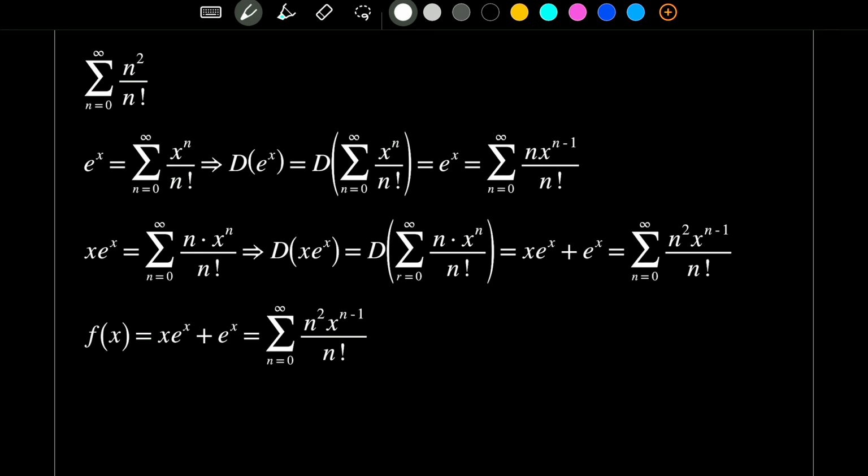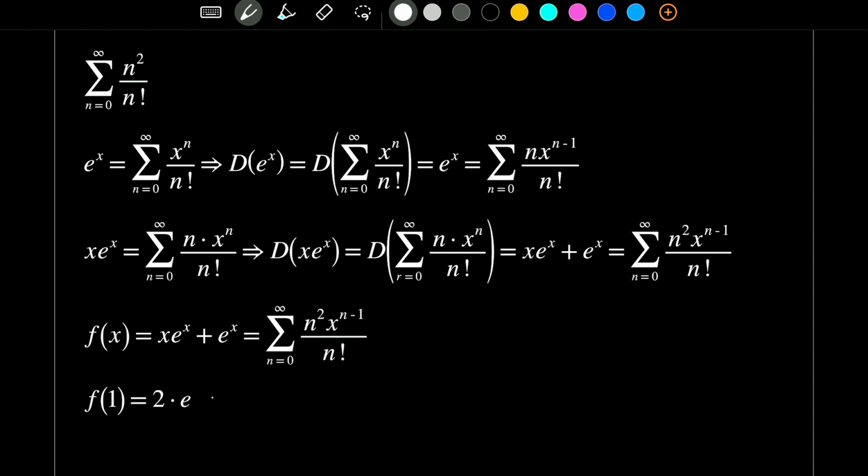Now what are we going to do? We're actually going to plug in x equals 1. So what is f of 1 going to equal? That's going to be 1 times e to the power of 1 plus e to the power of 1. Let's just write it down immediately. That's obviously going to be 2 times e.